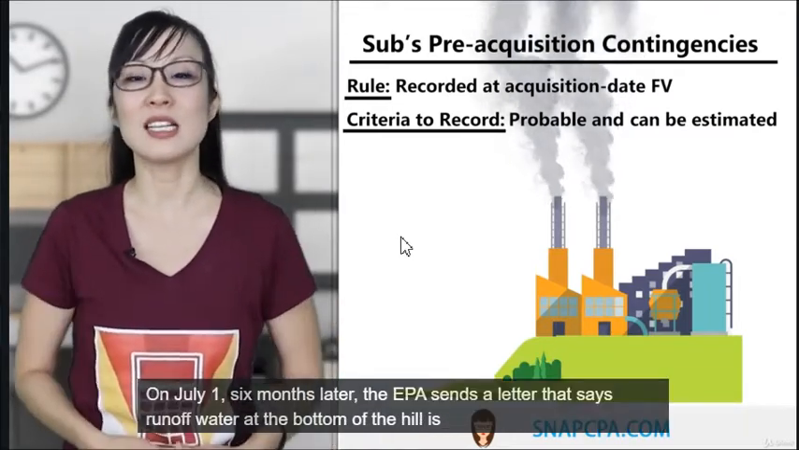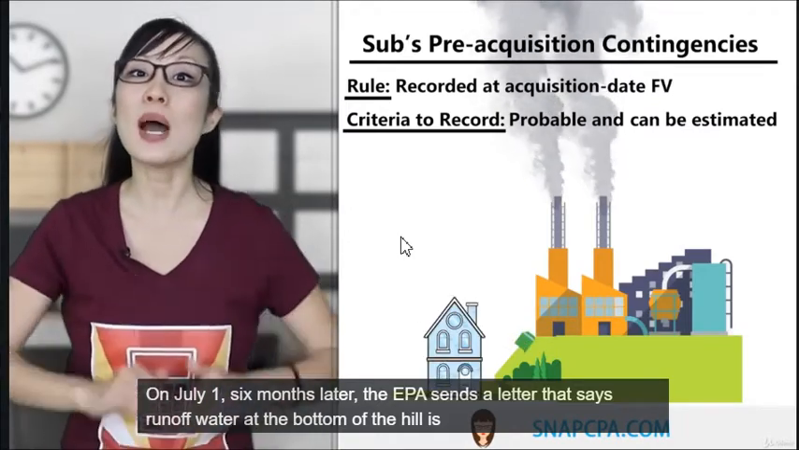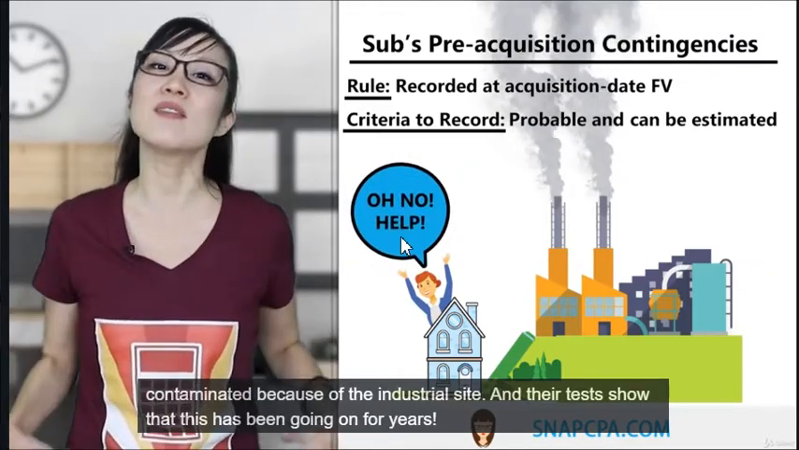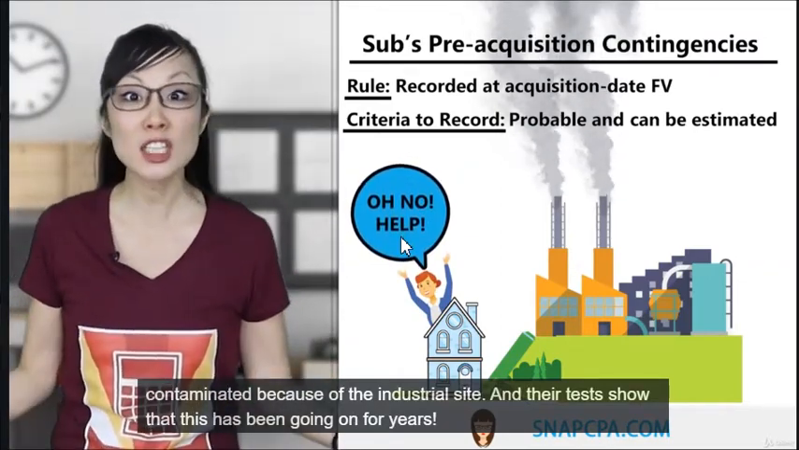On July 1, 6 months later, the EPA sends a letter that says runoff water at the bottom of the hill is contaminated because of the industrial site. And their tests show that this has been going on for years.